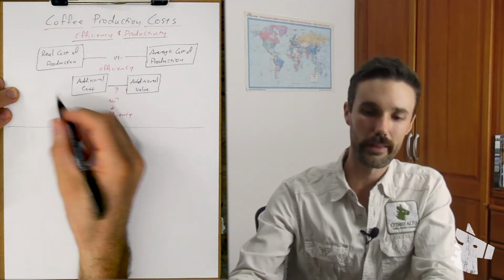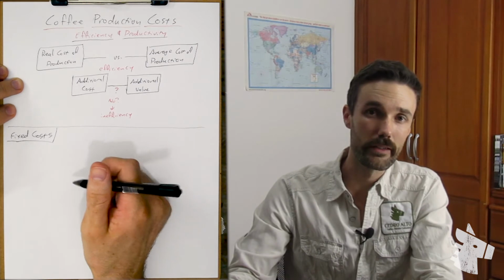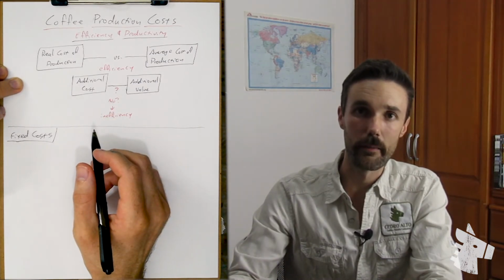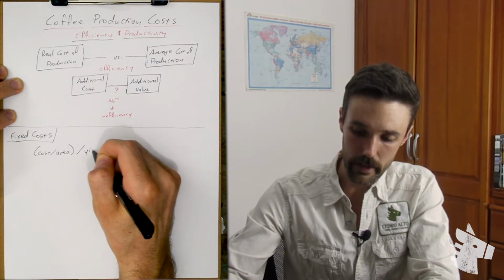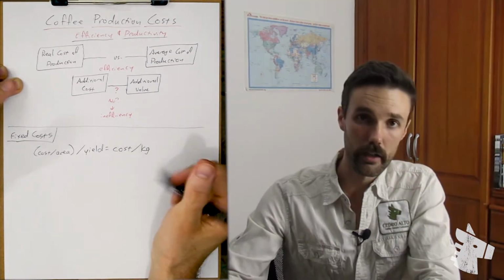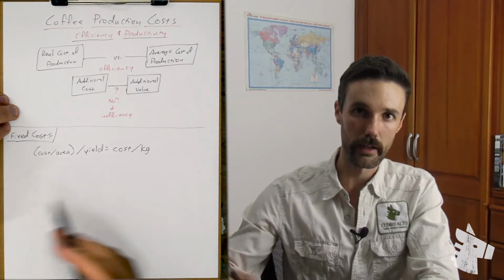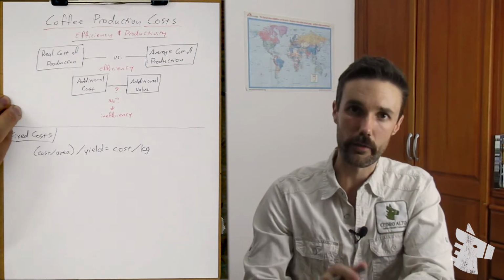Let's take a quick look at the difference between fixed and variable costs in coffee farming. For example, a fixed cost would be a cost per area, that doesn't necessarily imply a certain amount of output. Now, if we take that cost per area and divide it by the yield per area, we get a cost per kilo. We get a cost per unit. In this case, let's call this a kilo of output of whatever product it may be, green coffee, parchment coffee, cherry. It doesn't matter for the sake of the example.